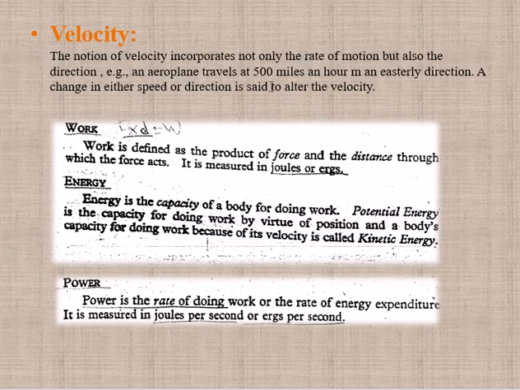Velocity, as you know, is not only the rate of motion but also the direction. For example, an aeroplane travels at 500 miles an hour in an easterly direction. A change in either speed or direction is said to alter the velocity.